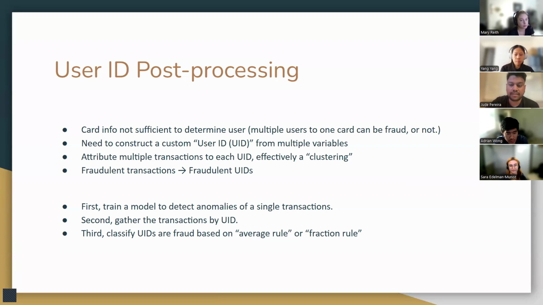In the second method, termed the fraction rule, we use a threshold to classify which transactions are fraud and then compute the fraction of fraud transactions per UID. If a majority of transactions are fraud, we consider the whole UID as fraud. Next slide.